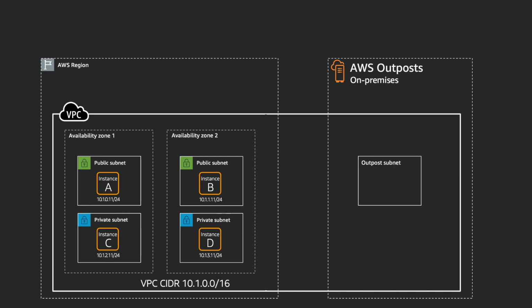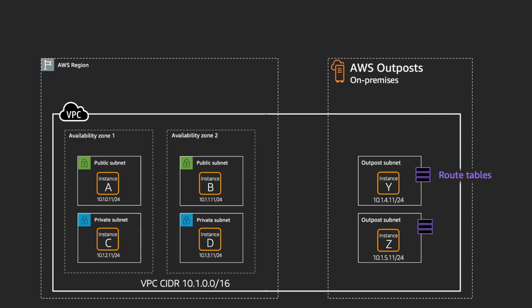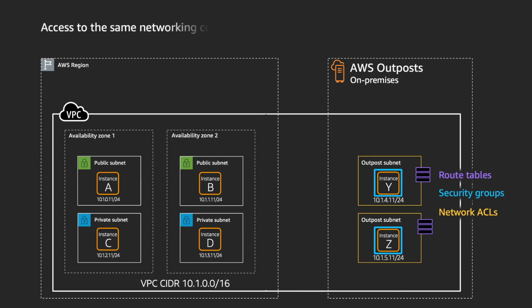So what we can do here is once we've got an Outpost that's online, we can create an Outpost subnet, create instances that run inside the subnet. And then because we're using Amazon VPC, we get access to route tables, security groups, network ACLs, all of the same constructs that you had access to inside the VPC, inside the region, you can now use in your Outpost. And so what that means is we've now got instances running in subnets inside an Outpost. We can also communicate from the region to those instances.